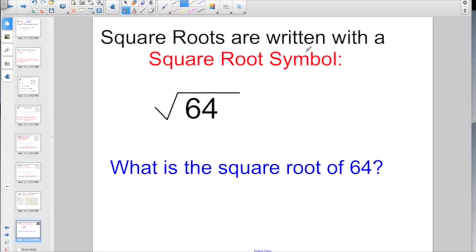And square roots are written with a square root symbol. It kind of looks like a division box, but it has this funky little tail on the end of it, right? So if you see this, it's not saying divide 64. It's asking you, what is the square root of 64? What number times itself is going to equal 64? It has to be the same number. In this case, 8 times 8 is 64. So the square root of 64 is 8.